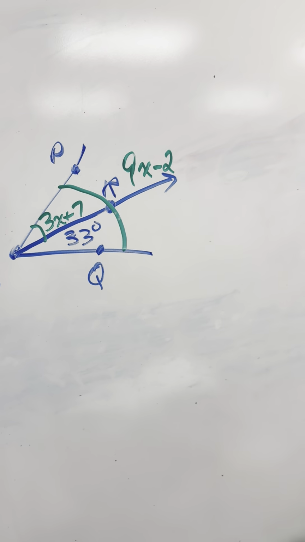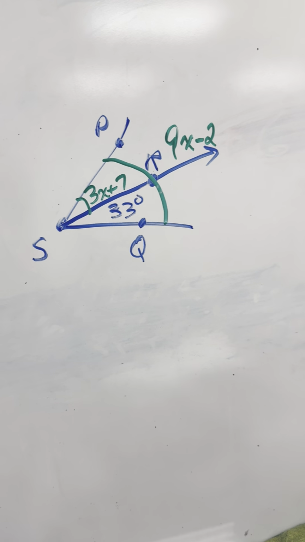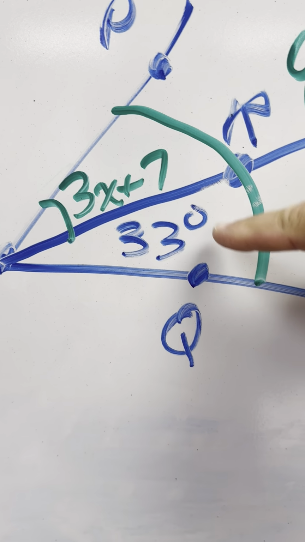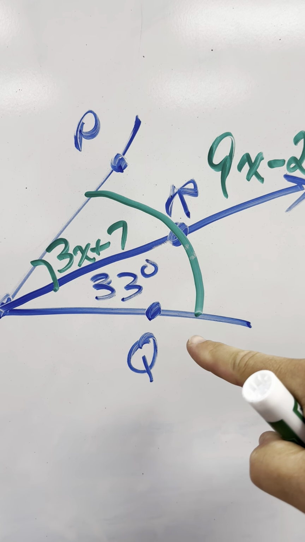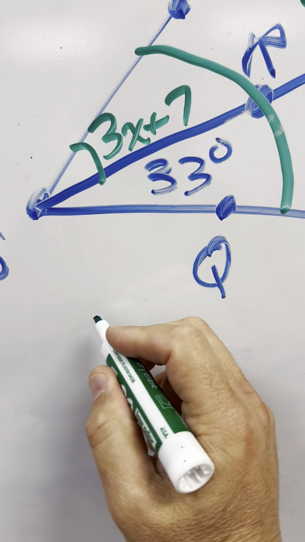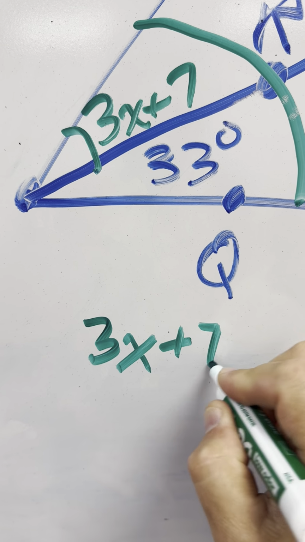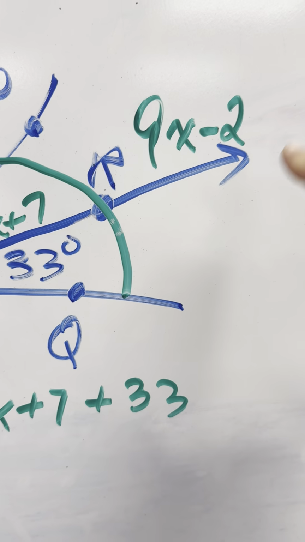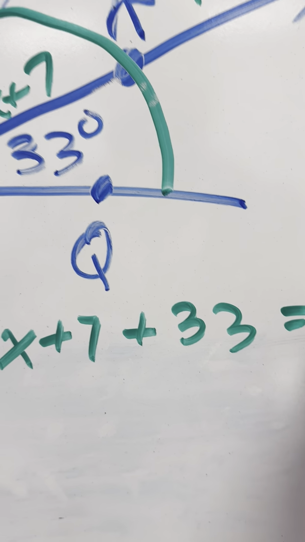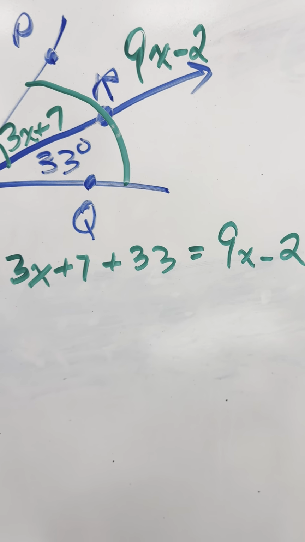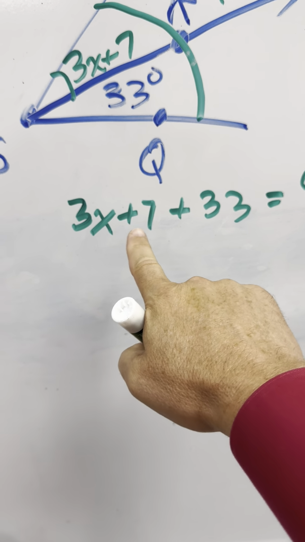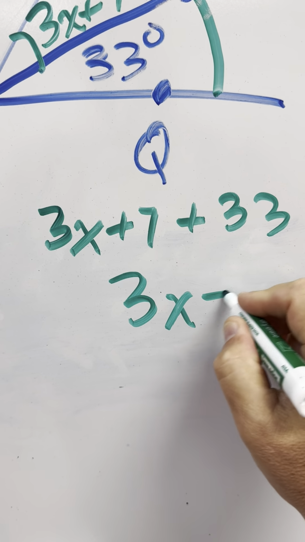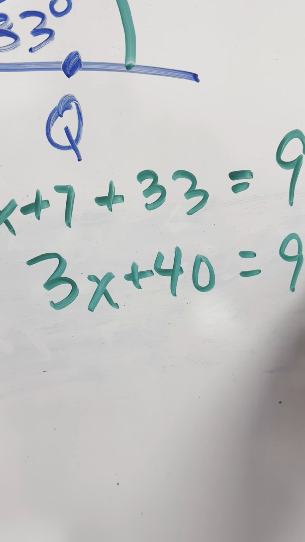Okay? So now it says solve for x. Here's what you do. All right? It just means that this plus this equals this whole thing. So I say this. I say 3x plus 7 plus 33. This plus this equals this whole thing, which is 9x minus 2. Okay, like that. Okay, so I'm going to combine 7 and 33. 7 and 33 is 40. So I got 3x plus 40 equals 9x minus 2.